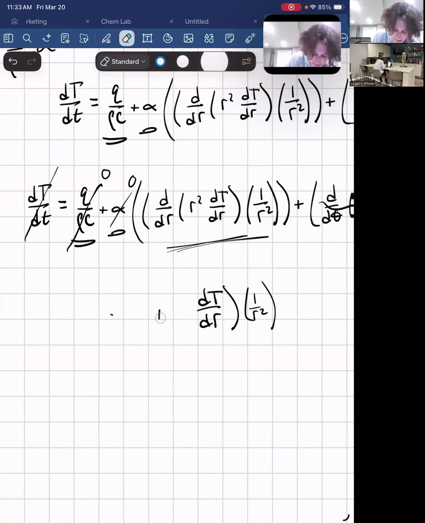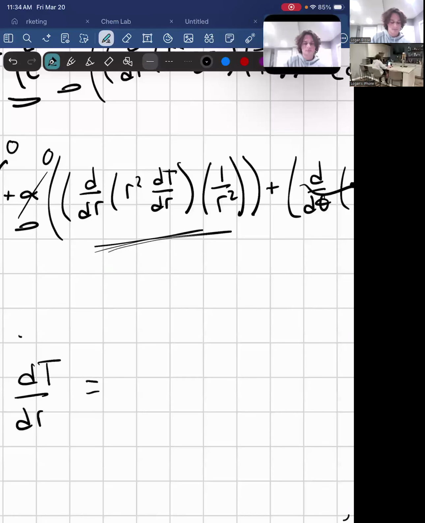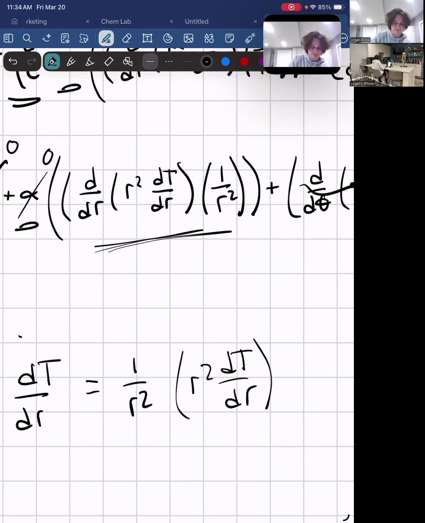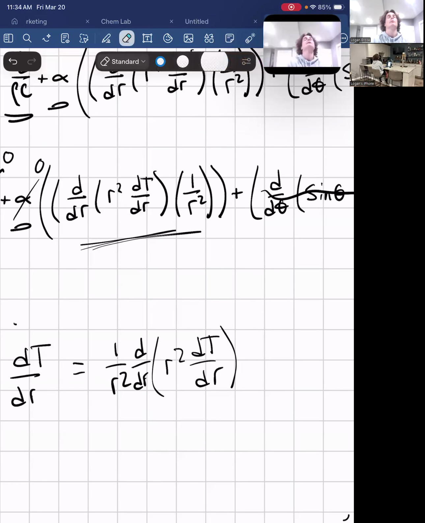And then we can rewrite this equation. That'll be d dr of dT dr equals 1 over r squared times d dr of r squared dT dr. And so this is what we're going to be working with.